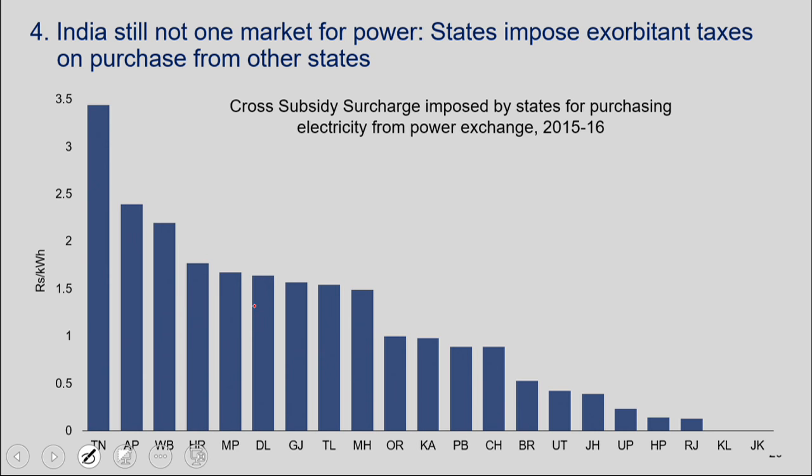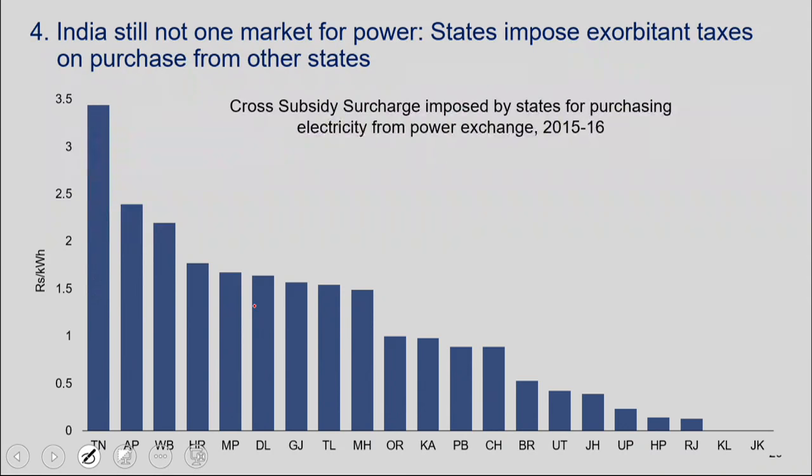Rajasthan, Himachal, Jharkhand. Yeah, no, see, the point is that this impedes one market in power. That's the key point here. States impose exorbitant taxes on purchase from other states. We do not have one market in power. Of course, different states do it to different extents, but yeah, question.